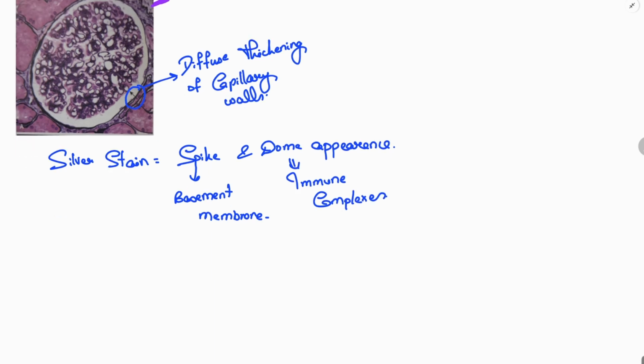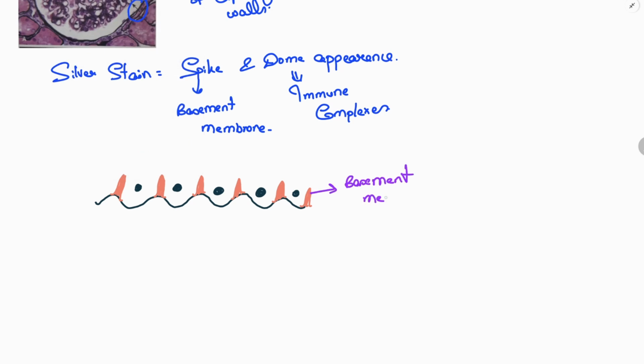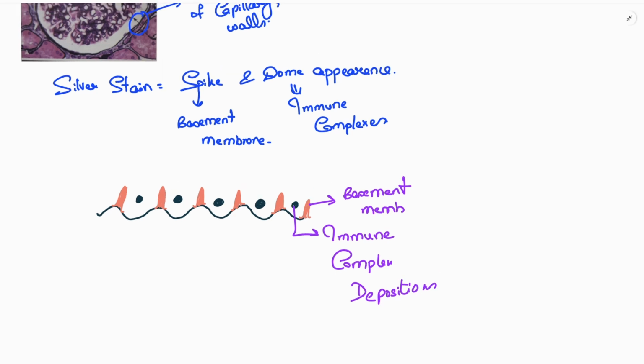So let me draw a diagram for you. For example, these spikes are the basement membrane, and these are the immune complex depositions. So these are the important points that one must remember in the light microscopy of the membranous nephropathy.